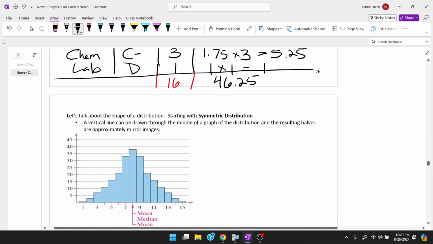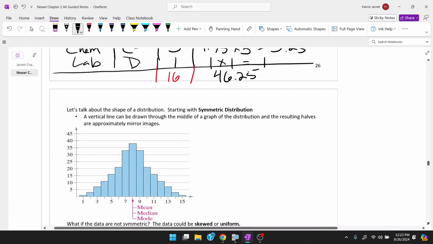All right, distributions. Shapes of distributions are real easy. First off, a symmetric distribution is one where a vertical line can be drawn through the middle of a graph and the resulting halves are approximately mirror images. Now, they won't be precisely mirror images, but they'll be pretty close. Now, what if the data are not symmetric? They could be skewed or uniform.